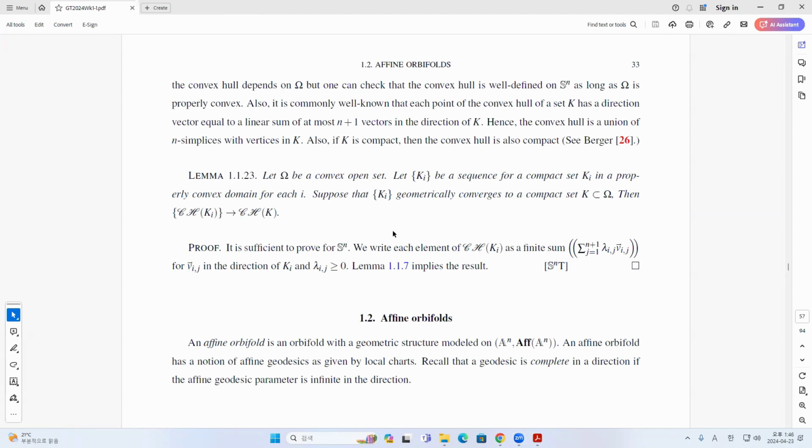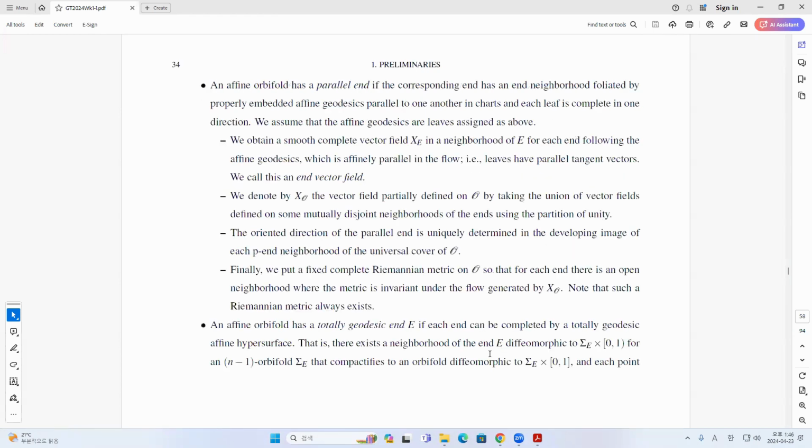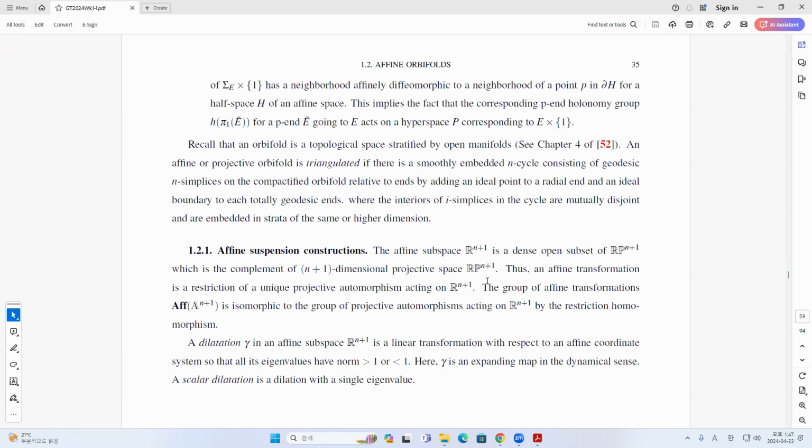Okay, so I will go to 1.2 here. An affine orbifold is an orbifold with a geometric structure modeled on affine geometry. I talked about some parallel end, but I didn't really introduce what this end was, so please skip that. I will move this somewhere else next time. But we will do the affine suspension.